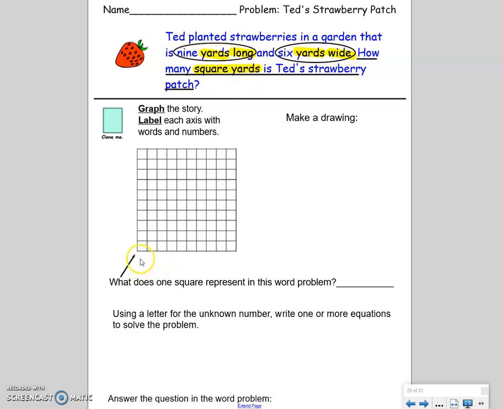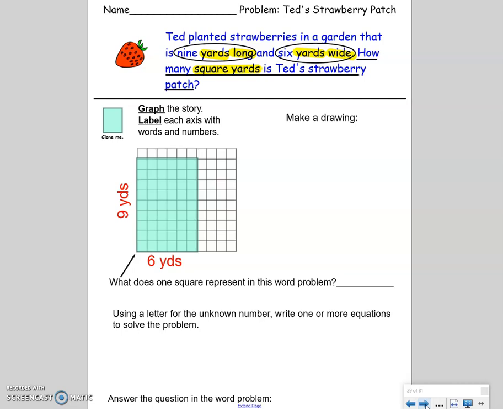One piece of information will go horizontally. It will be my horizontal side length, either 9 or 6, and the other piece of information will be my vertical side length. In this case, I'm going to put 9 yards vertically and 6 yards horizontally. Now that I know that this is going to be a 6 by 9 rectangle, I can go ahead and draw it. There's my 6 by 9 rectangle.